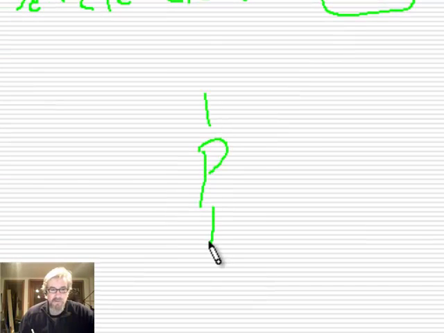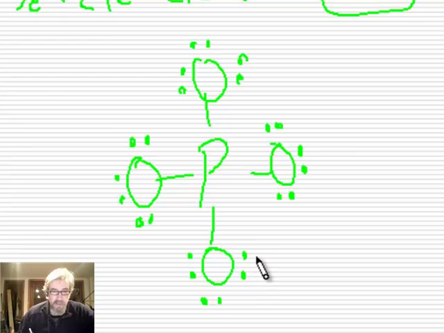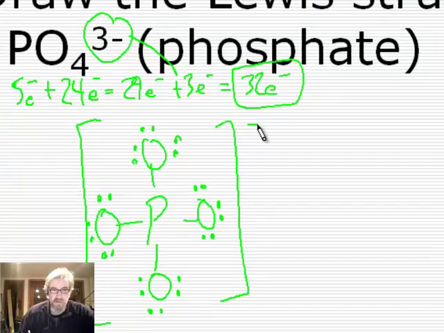I'm going to put my phosphorus in the middle, surrounded with 4 O's. Phosphorus is already good. It's got a full octet, but the O's need 6 electrons each. Now when I do my electron count, I've got 6 lone pairs around oxygen, and there's 4 oxygens, so that makes 24 electrons. Then the bonds make 26, 28, 30, 32. That's the correct number. So again, square brackets and charge.